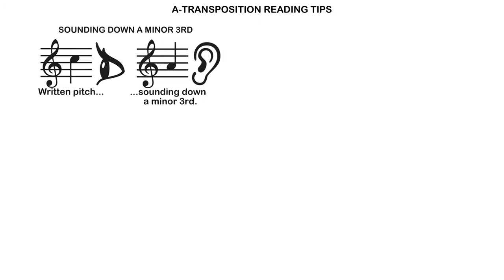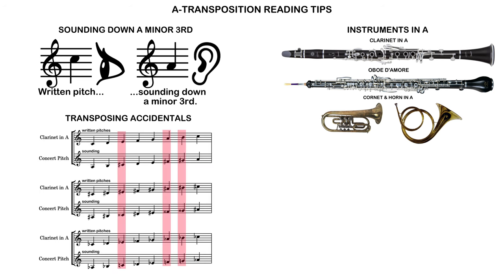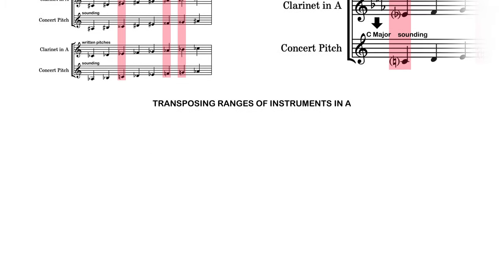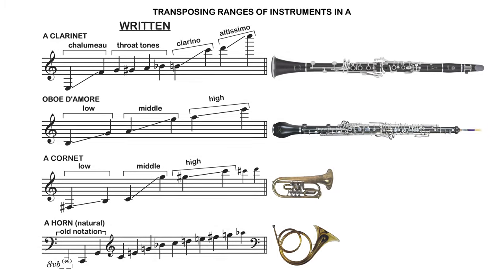Everything this video has discussed so far should give you a secure basis from which to score read A parts, mentally transposing them at sight. But that's not quite enough of a process to leave off and say you're done. You also need to transpose the ranges of the instruments from written to concert pitches, so that you know not only what notes are accessible at the extremes of range, but also where the strength of each register lies.